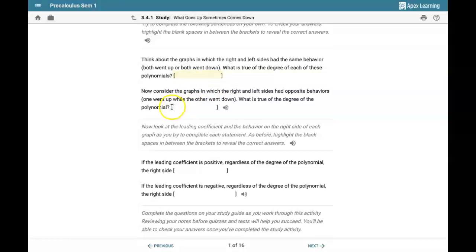Now, if you had one that went up and one that went down, that would be when the degree of the polynomial was odd. That would be your group 2, those 1, 3, 5s. We talked a lot about this, but if the leading coefficient is positive, that means the right-hand side is going to be increasing, going up, with a positive y value. And if the leading coefficient is negative, it's going to be going downwards.